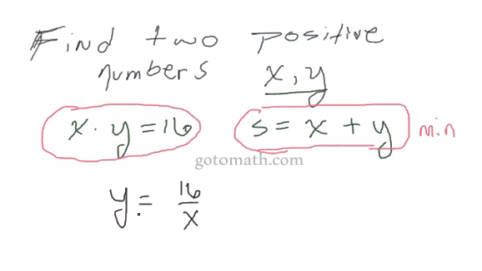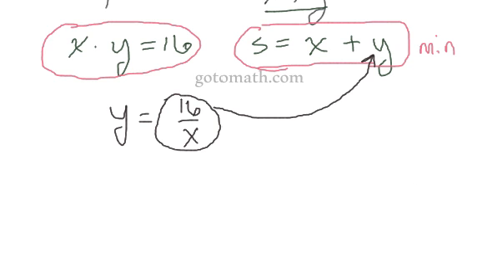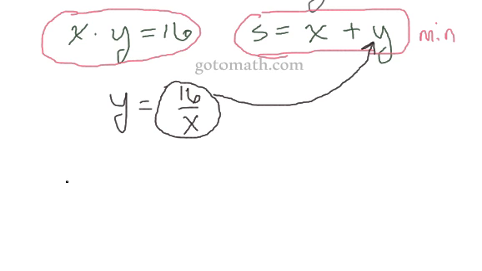Just bring the x diagonally down. And then we want to get this all in terms of one variable, and that's going to be in terms of x. So we take this 16 over x and substitute it in for that y, since y is equal to 16 over x. And so now I'm going to rewrite this as s is equal to x plus 16 over x. There we go, we've got it all in terms of one variable.